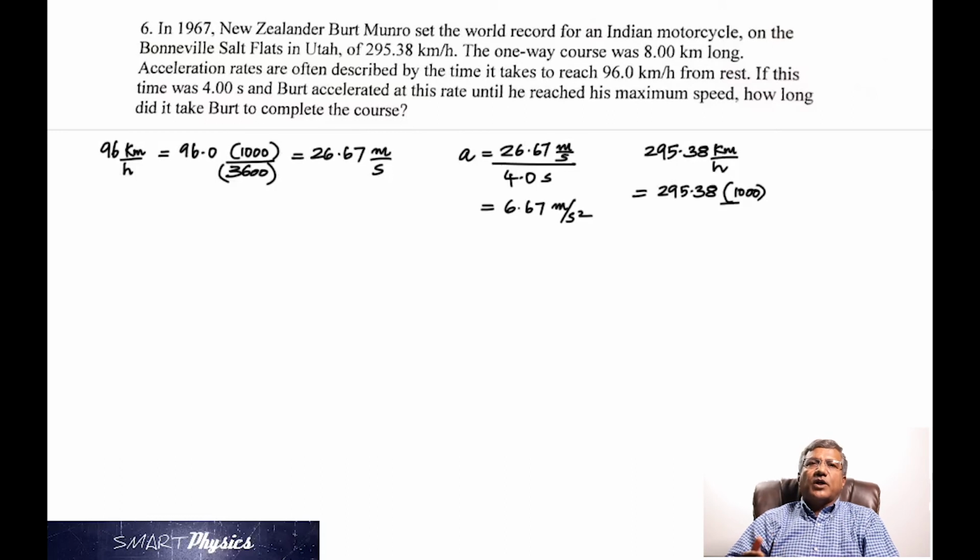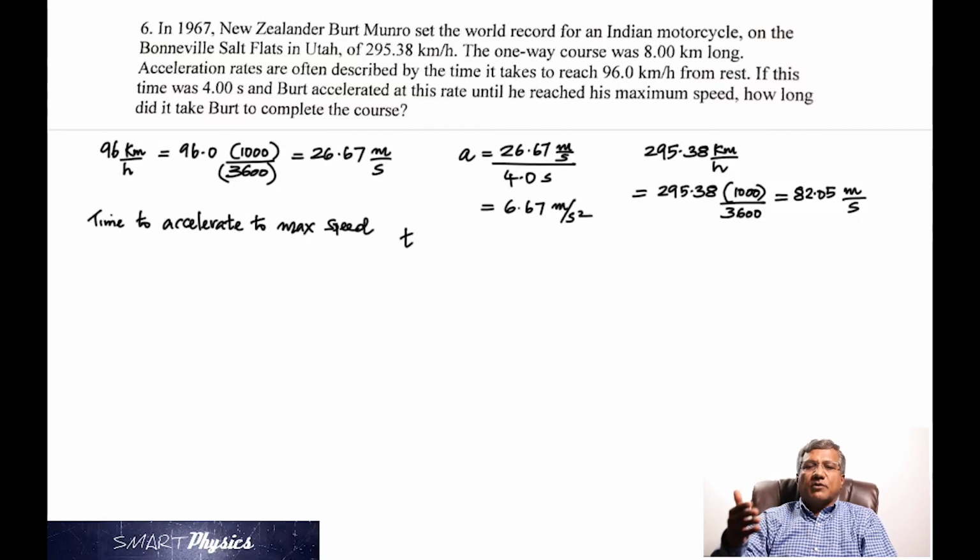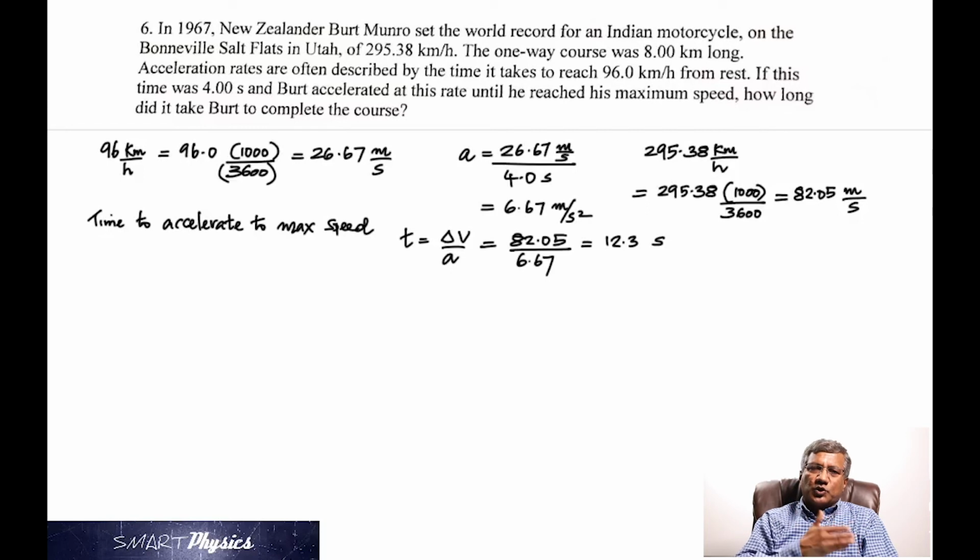And then the velocity, likewise, is 295.38, but given in kilometer per hour, so that's got to be changed into meter per second, and you get it as 82.05 meter per second. Once you get that, we can now find the time to accelerate, because this person accelerates to the maximum speed, and that time is simply change in velocity divided by acceleration. The person started from 0, so the change is 82.05 minus 0, divided by the acceleration, 6.67, so that gives us 12.3 seconds. That's the time to accelerate to maximum speed.